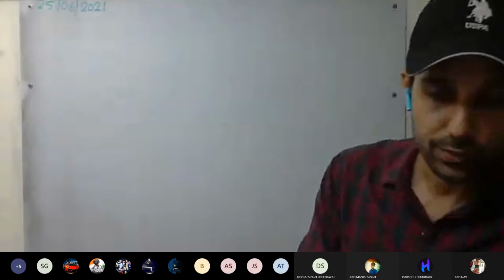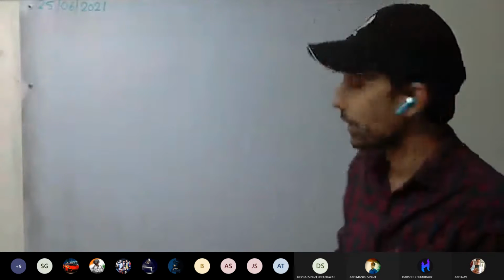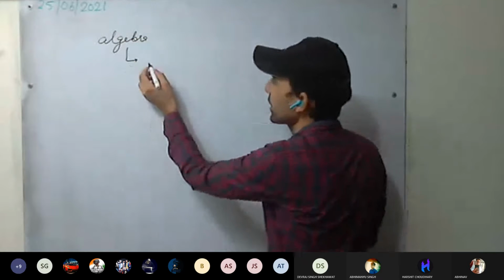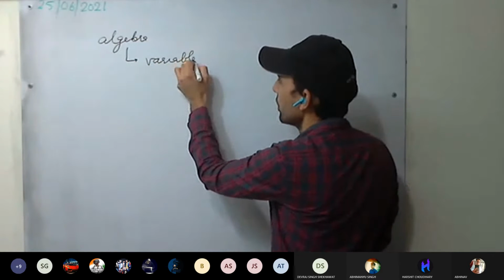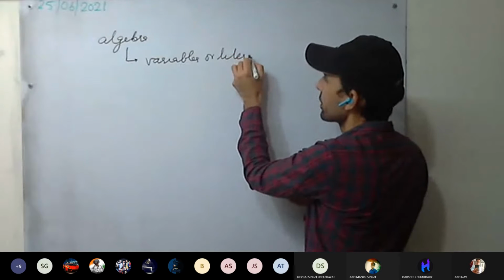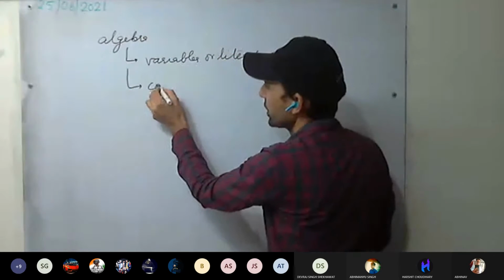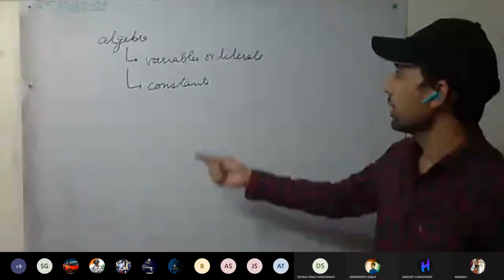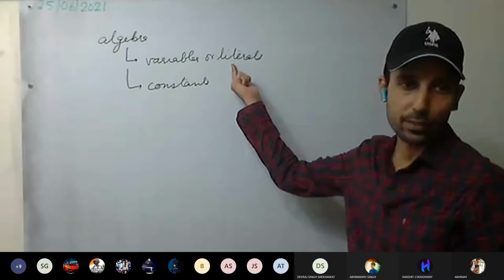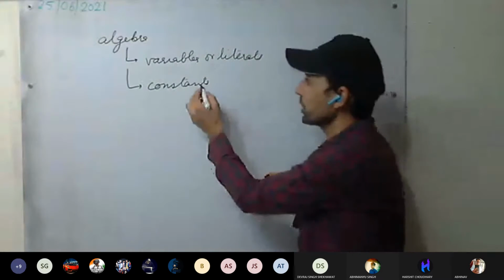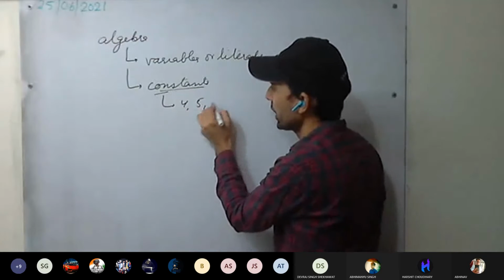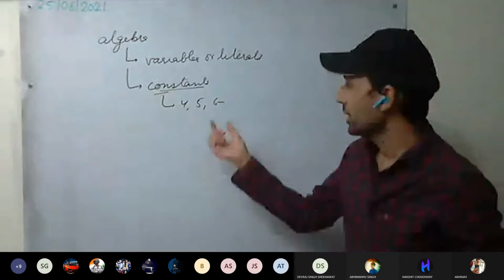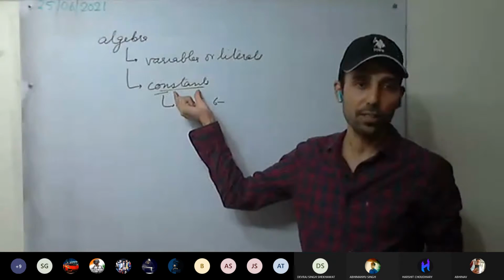So see, algebra, what we do, we take variables. In algebra, we'll be discussing variables, or we call them literals. And then we have the constants. Okay, we'll start from these basics. So first we are discussing what the variable or literals means. So see here, constants you all know, 4, 5, 6, 2. These numbers you all know, 1, 2, 3, 4, 5, 6. These all are numbers. These are called as constants.